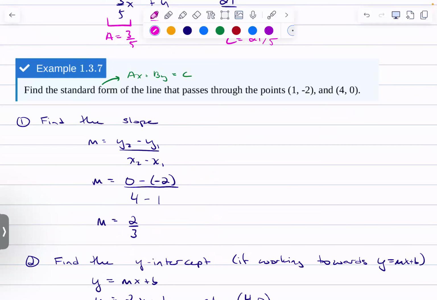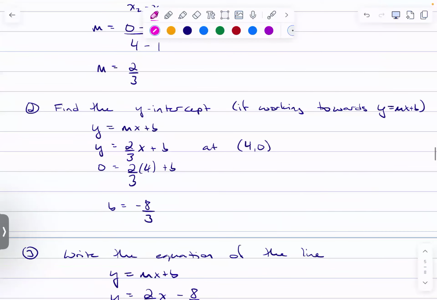Same technique as before, right? Any equation of a line, if you don't have the slope, you have to find the slope. That's your first thing that you need to do. Next, if you don't have the y-intercept, you need to find the y-intercept, right? I always find that easier. I've already confessed, it's easier for me to work with the y equals mx plus b version of a line. And so that's what I'm always working towards.